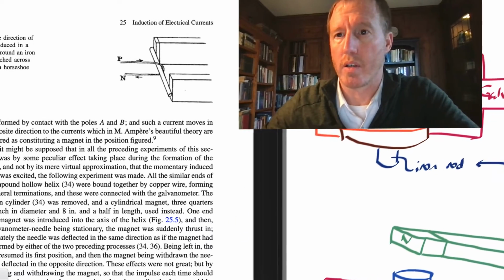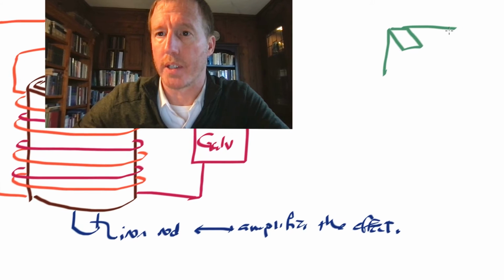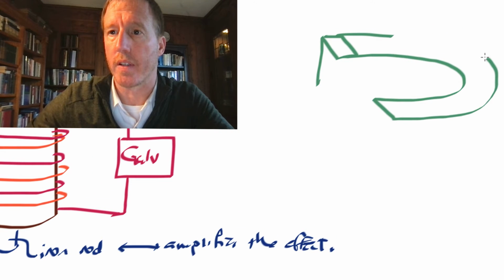So let me draw this to help explain this. So we have this horseshoe magnet like this.